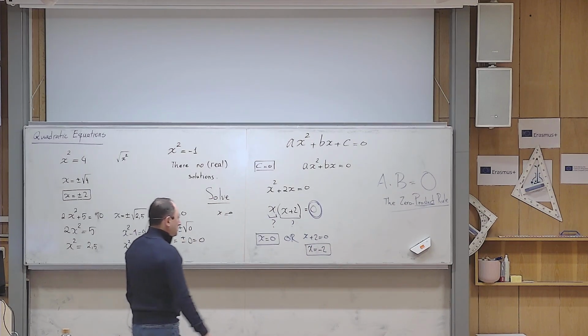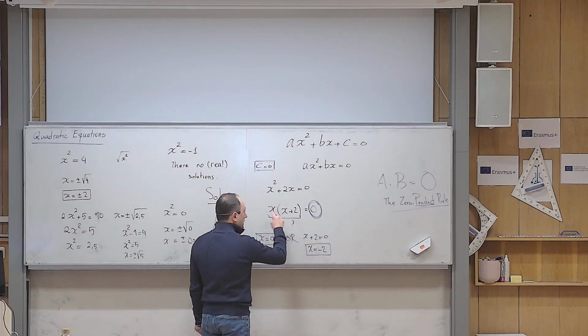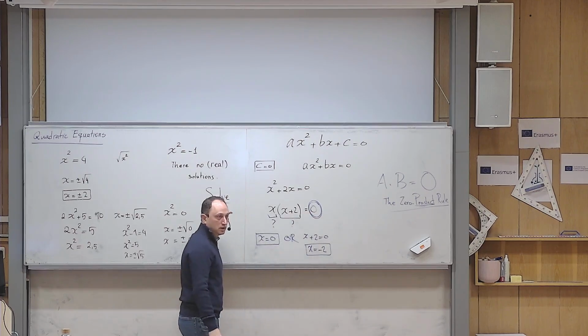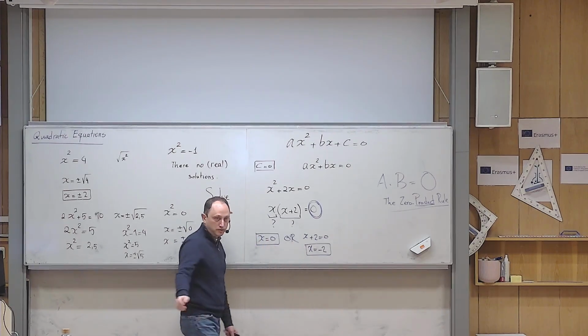No. Because if x is not 0 and if x is not minus 2, neither this one is 0 nor that one is 0. And if I have two non-zero numbers, it is not possible for the product to be 0. So it means that yes, I solved it for all. There are two numbers only, and these are these numbers.